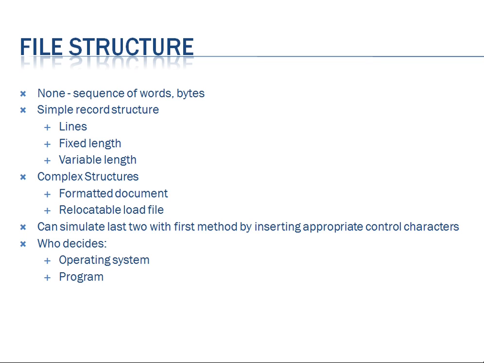In case your file structure is of type complex, then it includes a formatted document, where the file is created in a particular format, and also a relocatable load file. Now we can simulate the last two, that is the formatted document and the relocatable load file, with the first method, that is the simple record structure, just by inserting appropriate control characters. Now a file structure is decided by the operating system and the program.